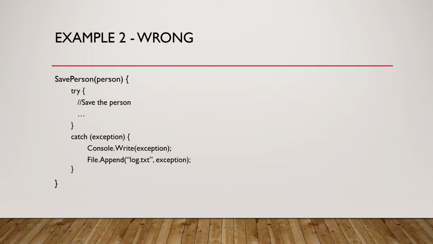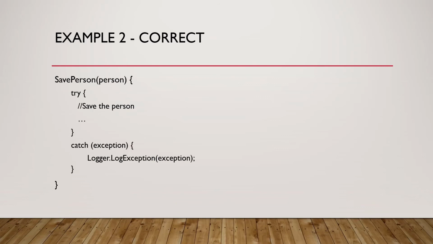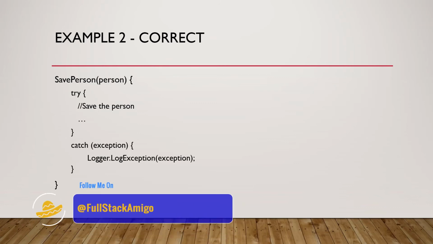If we want to fix this problem, we can easily do it by just adding a logger class that has a log exception method and accepts an exception. Now the save person method doesn't know anything about the logging mechanism, and the responsibility is on the logger class. So now this method only has one responsibility.